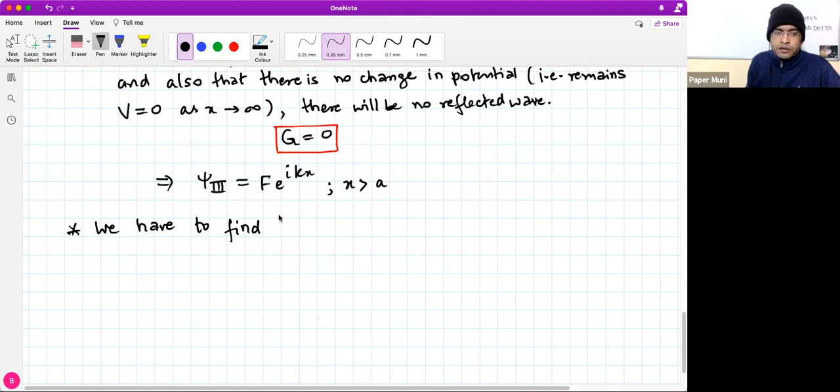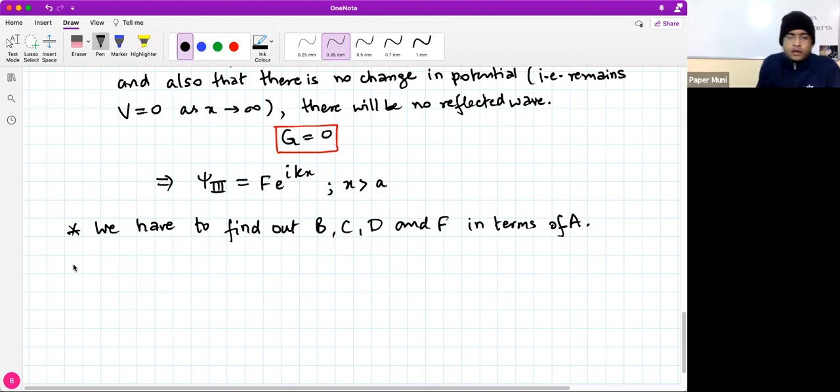So we have to find out B, C, D, and F in terms of A. And the reflection coefficients. Let's write down the reflection coefficient.